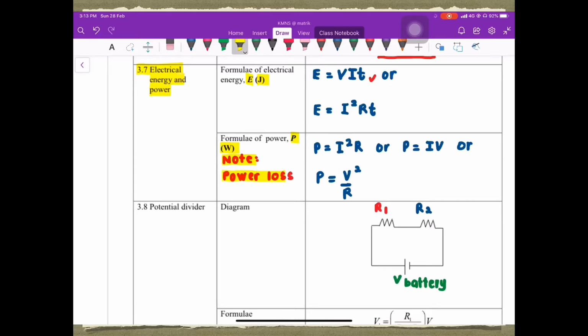So refer to the equation. Power equals I squared R. It can be I squared small r. And then another equation, P equals IV and V squared over R.